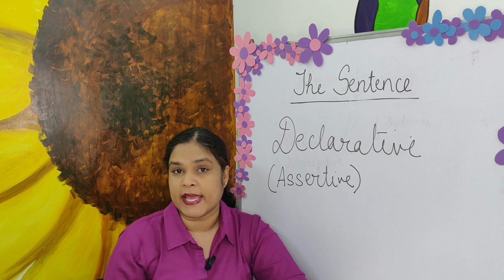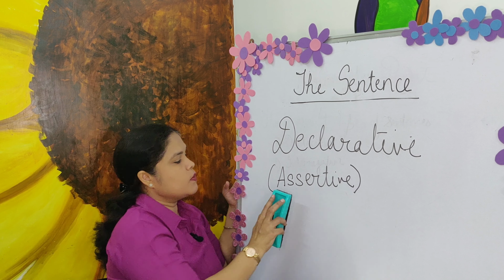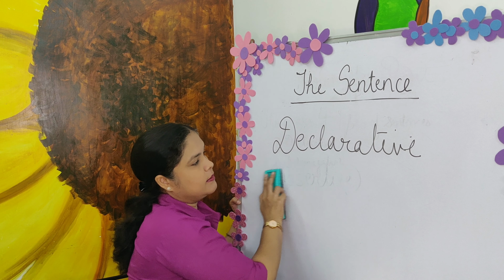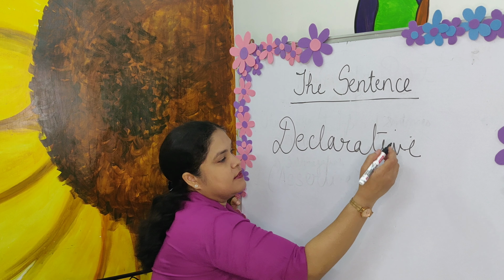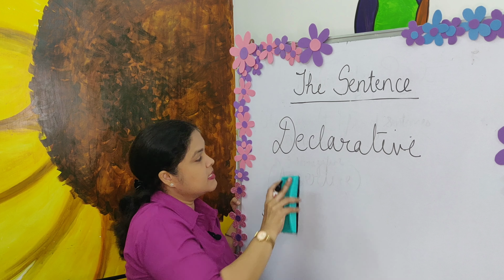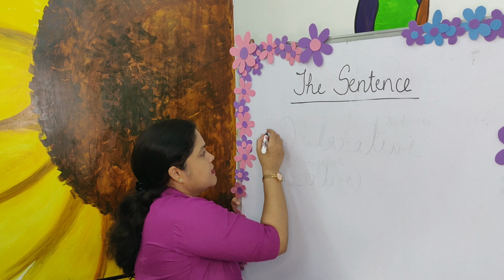Can we go through a few examples? Yes, we should go through some examples. So what we can do is, we can write it here. Declarative sentence is also known as assertive sentence.